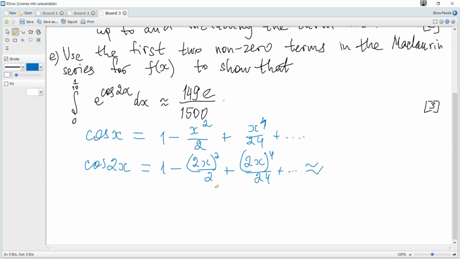And it is approximately equal to 1 minus 2x squared plus 2 thirds x to the power of 4. And if you write approximately equal, you don't need these dots at the end.